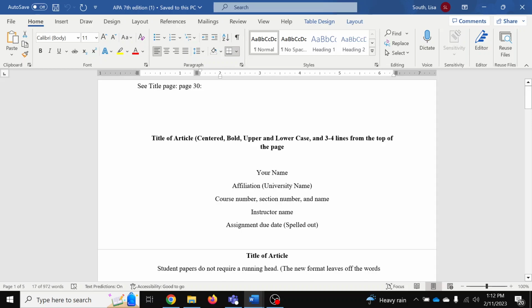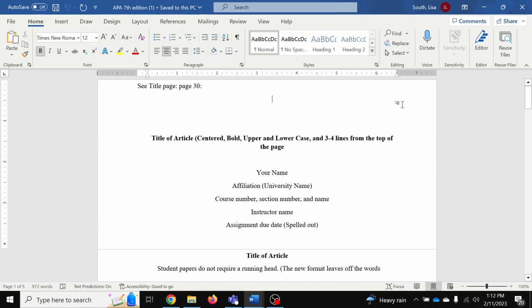There is no running head required on student papers. Do not put the running head. If you do, we'll have to grade it. Do not put a running head. What else is missing on this page is the page number. Your page numbers start on page 1.